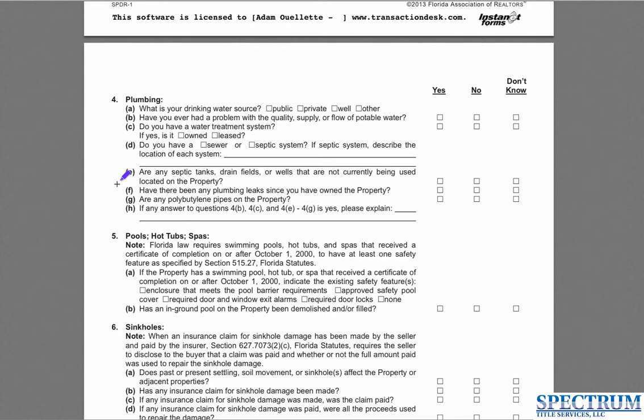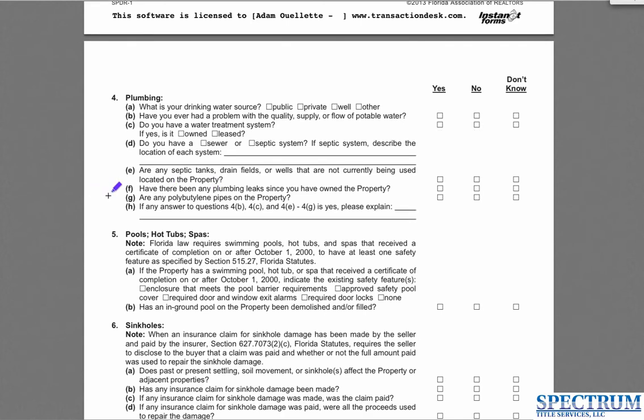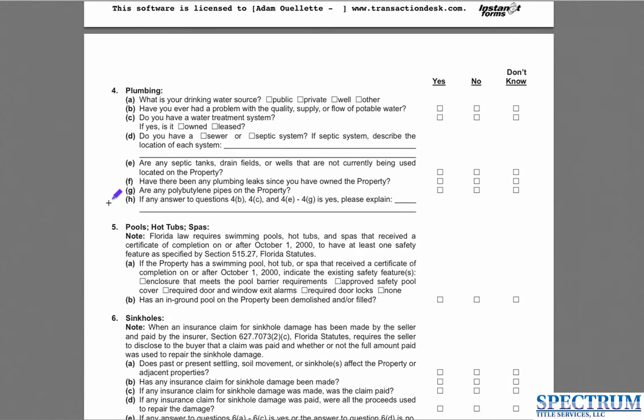Section F, have there been any plumbing leaks since you've owned the property? Are there any gray pipes? The other common term for these pipes is gray pipes. There are some developments where all of the houses do have gray pipes. This is something that needs to be disclosed.